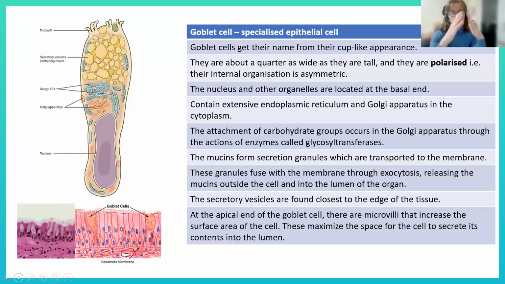And apex, you're used to that word being used for the apex of a roof, aren't you? So that's what apical end means. It means the top end of the goblet cell.